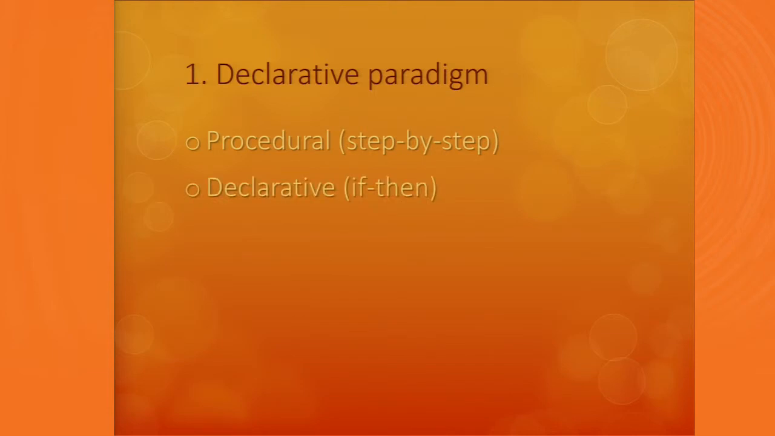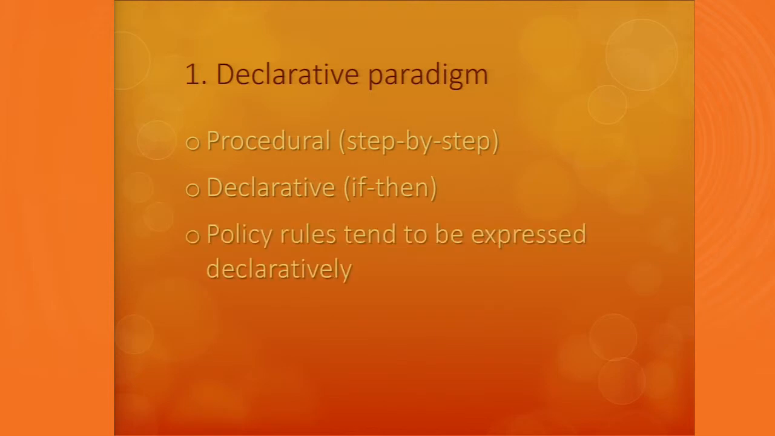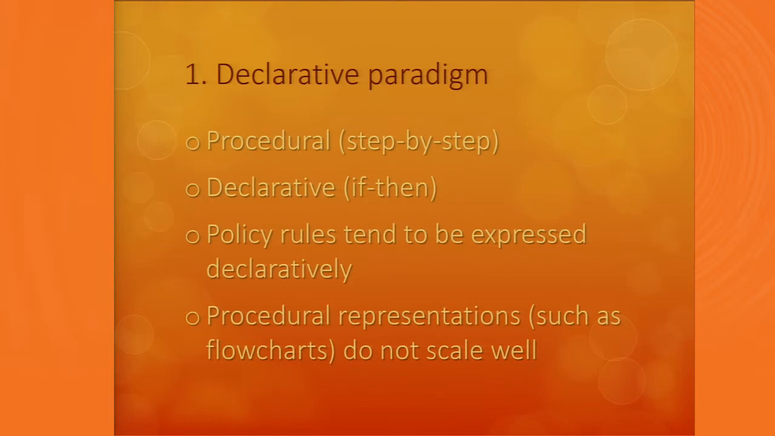It's much better if you can represent the law in a declarative way, where you're coming to a conclusion if certain conditions apply. Because policy rules and legal rules tend to be expressed in a declarative format. They are generally not expressed procedurally. And procedural representations such as flowcharts, they don't scale. So if you have an app that has 5 or 10 inputs, sure, you can represent it as a flowchart. That's not a problem. When you have an app that has 300 inputs, that's going to be a flowchart that you can't maintain.